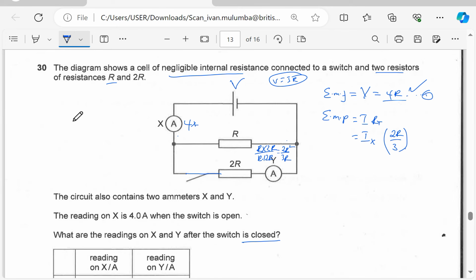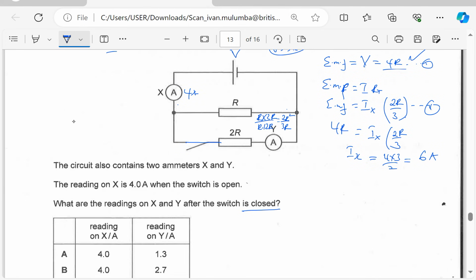But remember, the EMF is a constant. So I'll simply say 4R is equal to IX into 2R over 3. This was the second equation, remember. I'm combining the two equations. So it means IX is equal to, R cancelled, 4 times 3 divided by 2, which is going to be 6 amperes. So total current is 6 amperes, and the current is divided in the ratio of, the current coming here is 6. So let's say this is I1 and this is I2.